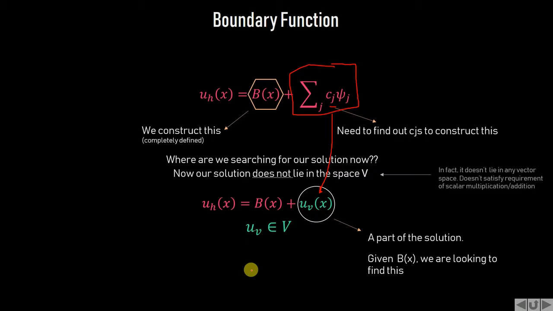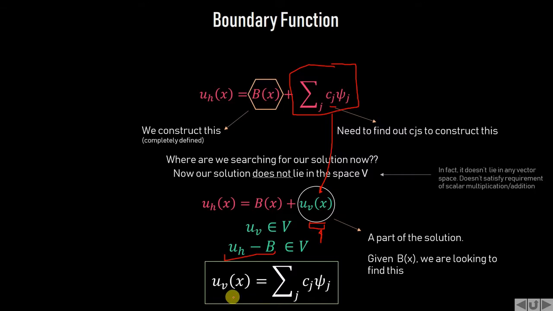So now we know what our problem is. Just to figure this out, we need to find out the CJs. To find the CJs, we are looking to solve this problem, and the CJs are the basis functions of some space V, okay. Note that UH minus B now lies in V, not UH, and UVX is this. This is our new problem. This is what happened when we added the BX, the boundary function, okay.